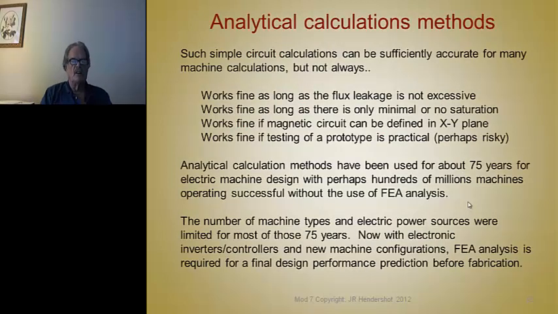So if the flux leakage is not excessive, or if there's very little chance of flux leakage being possible through adjacent magnetic materials, then analytical methods will suffice. As long as there's minimum or very little saturation, then analytical methods work fine.